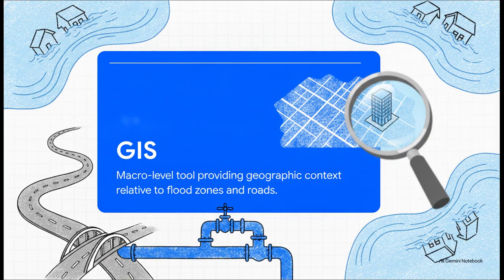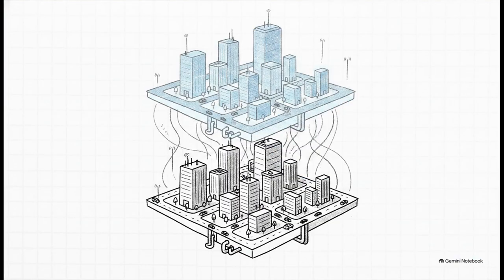While BIM is very micro, GIS is completely macro. It takes that highly detailed 3D metro station we just talked about and drops it into a real-world geographic context. GIS tells the planners if that station happens to be sitting in a high-risk flood zone, exactly how it connects to the nearest arterial road, and how the city's wider water supply network will interface with it. And here is where it gets really cool.